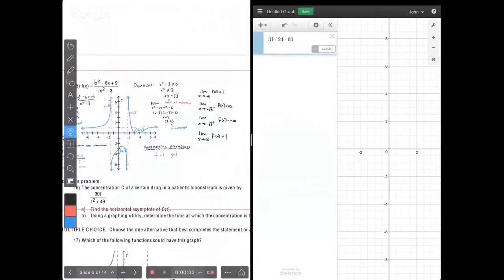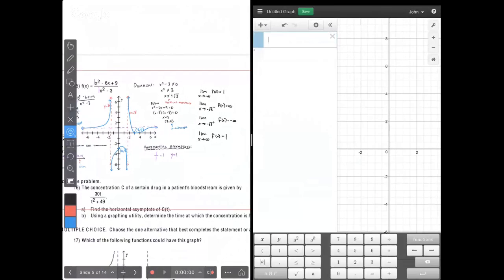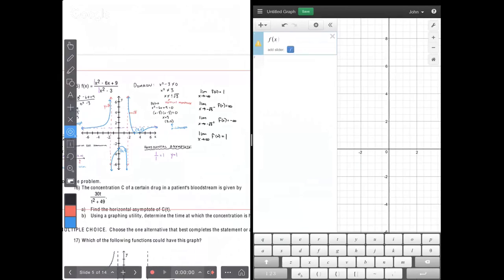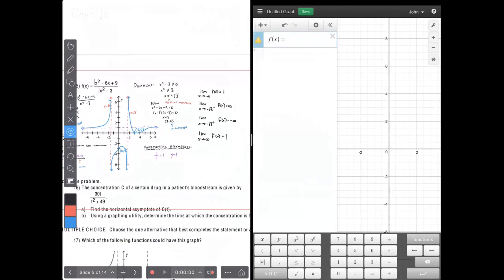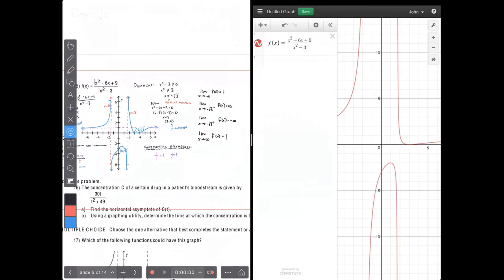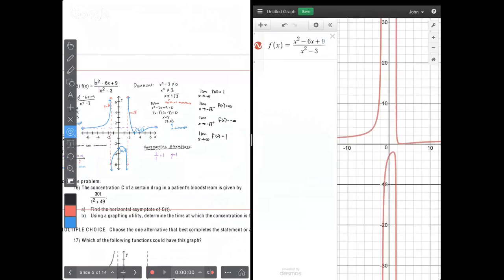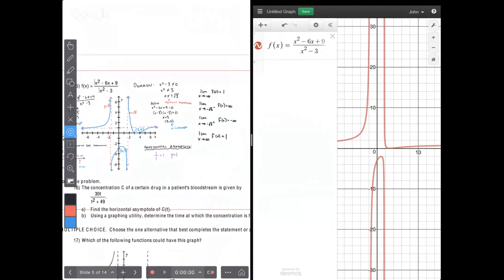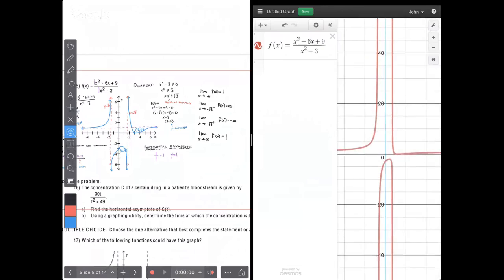We can say, okay, what happens when we graph f of x equals x squared minus 6x. I'm actually going to put in my x squared minus 3 here. And then up top, we've got minus 6x plus 9. And there it is, a little cleaner. So if this is on the graphing utility section, you might have some more information here that you should be able to use effectively.